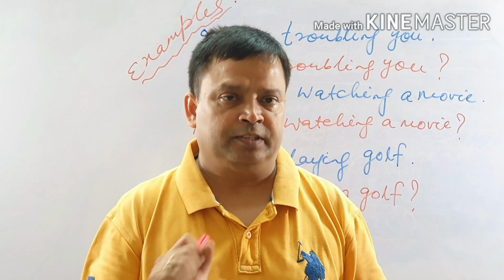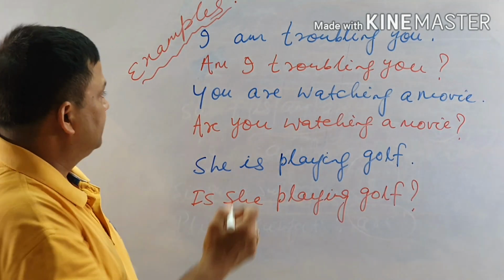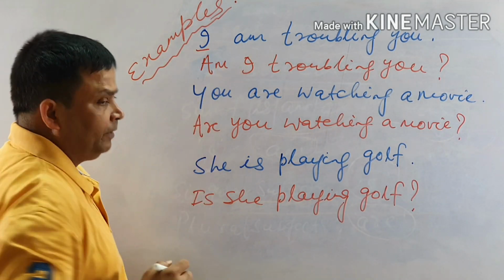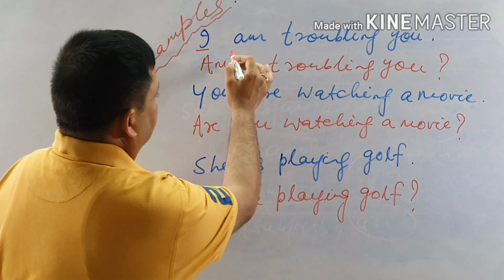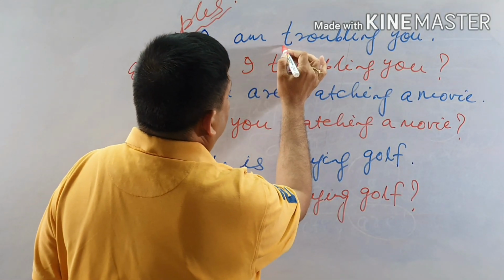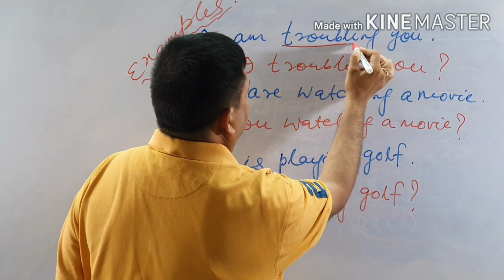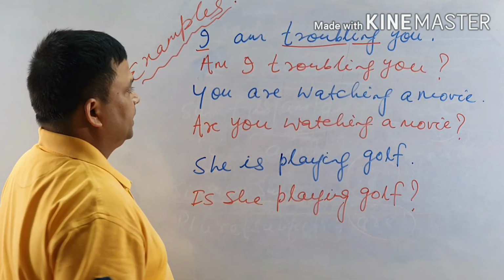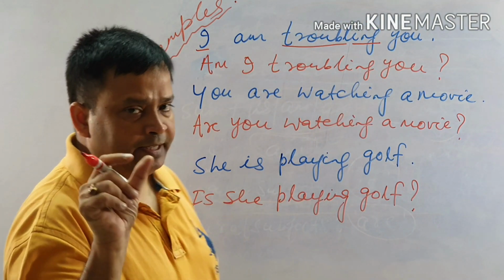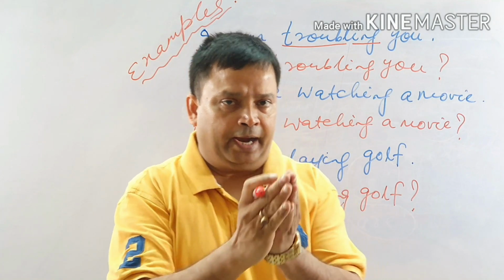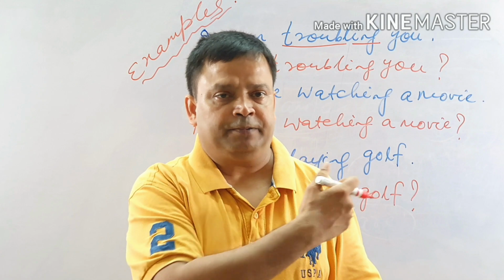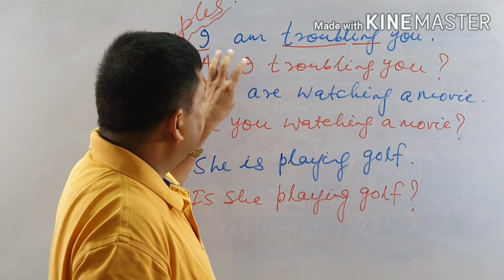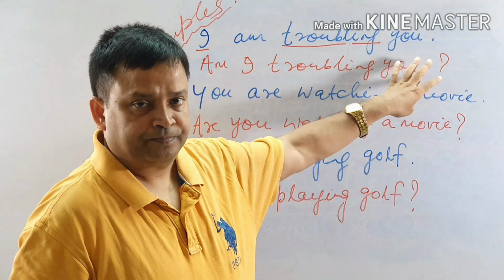I've talked about structure. So take a subject, that is "I", and with "I", remember we have to use "am". So this is "am", and then the word is "trouble", and then we have added "ing". So if there is a word ending with "e", and if you add "ing" to that, then you have to remove the "e". That's why I have removed "e" from "trouble". So the sentence is, "I am troubling you."